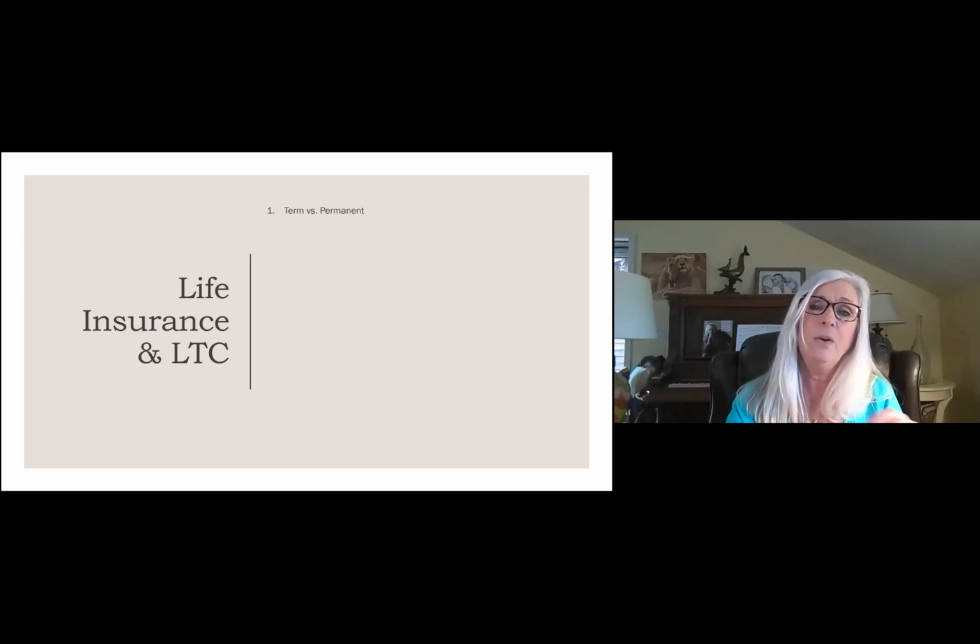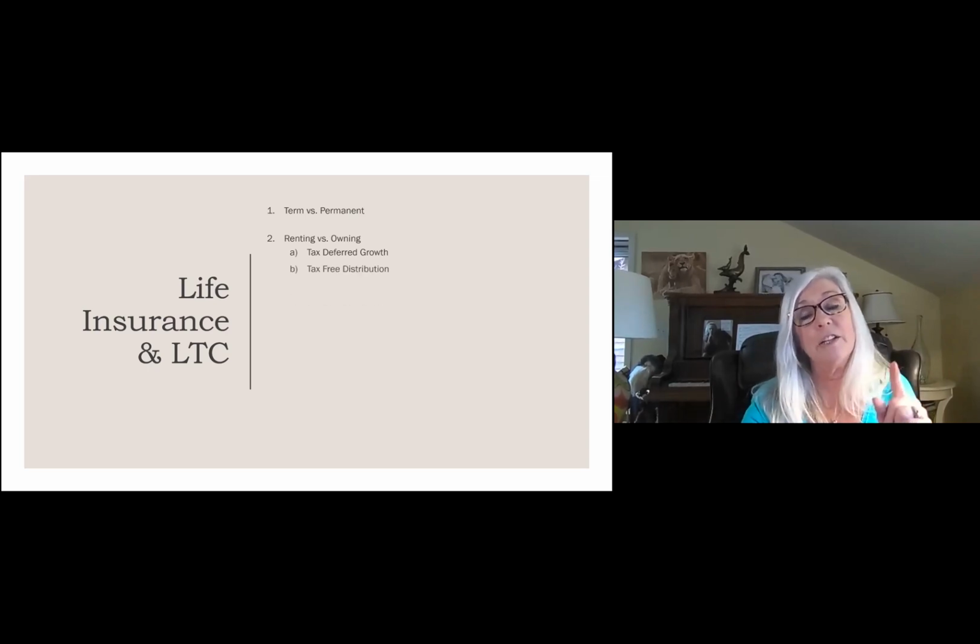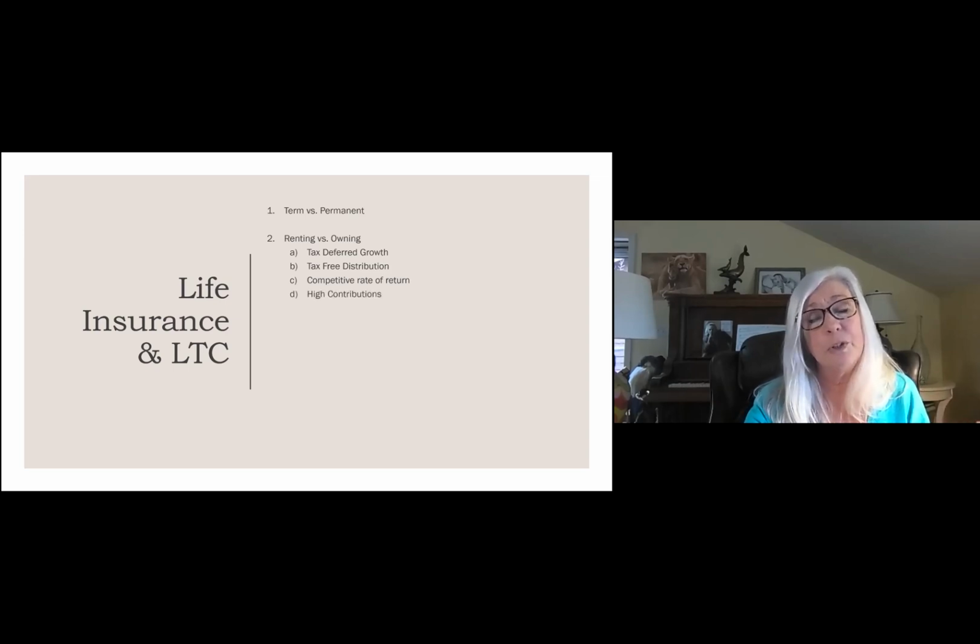The value of owning permanent insurance is that you have tax deferred growth on the money inside the policy. You have tax-free distributions on the money from the policy. You have a competitive rate of return. Now, people might not think that 4 or 5% is a competitive rate of return, but when you consider what your savings account's paying you, I would say that's a pretty competitive rate of return. You have high contribution limits. So with life insurance, you can put as much into a life insurance policy as you want.